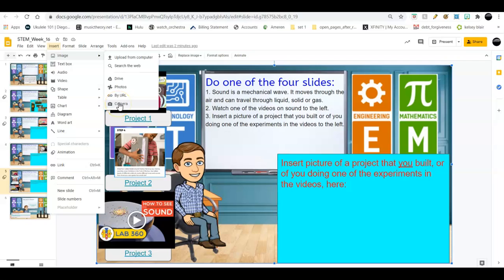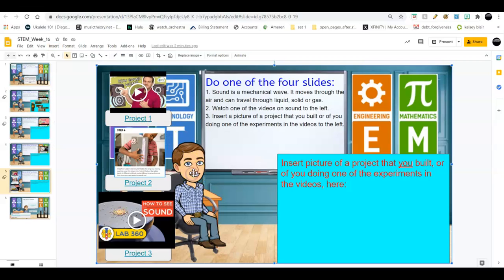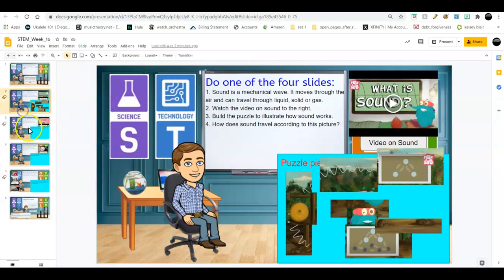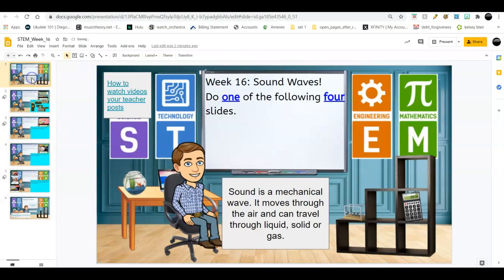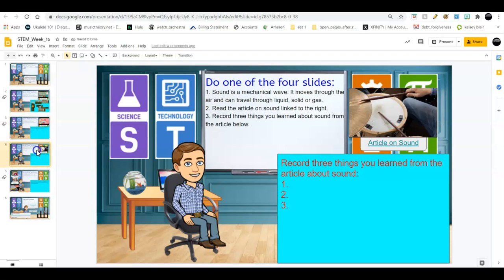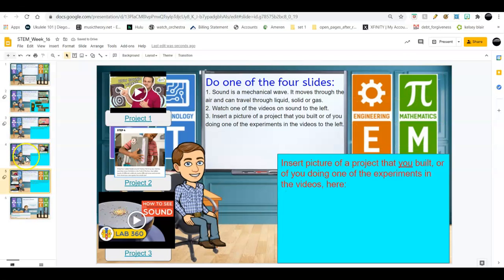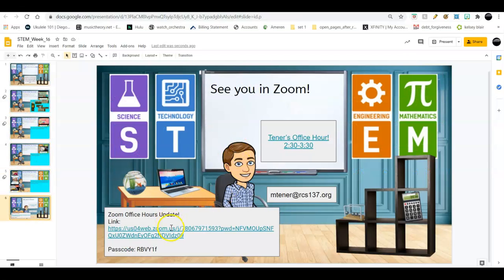If your camera doesn't work, I've included slideshows and videos in the past that show how to get the camera working. But if you ultimately can't get it to work, try one of the other slides. You have options. So we see this here. We have instructions. We have 1, 2, 3, 4 different options. Do one of them, and then office hours are here.